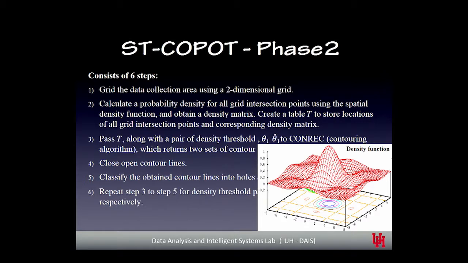On top is the density function you might get for all the points collected in each batch. On the bottom is phase two. We use a contouring algorithm and some post-processing, because sometimes you might get a hole, so instead of a hill, you might get a valley. Then we identify the hills for each batch. The bottom is an example result of what you may get for each batch.